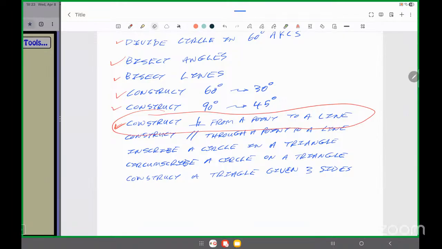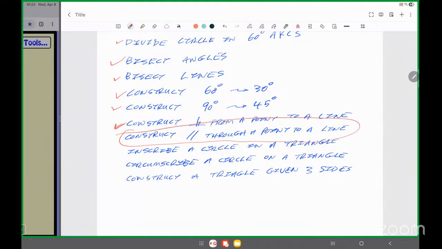So the next thing is to now draw a parallel through a point. A parallel to a line through a point. But this one is simulate the formation of a parallelogram.